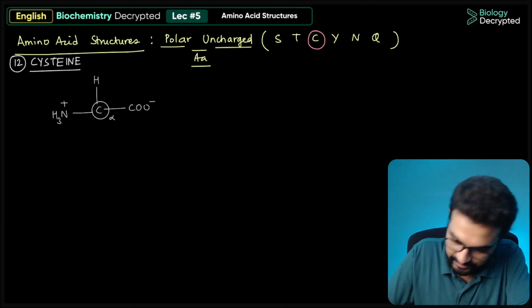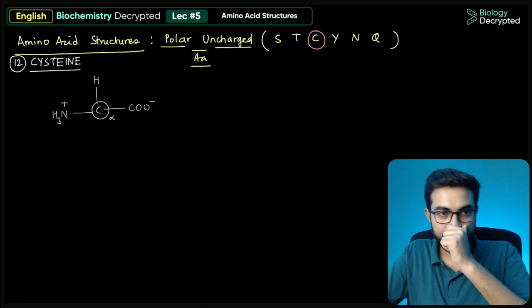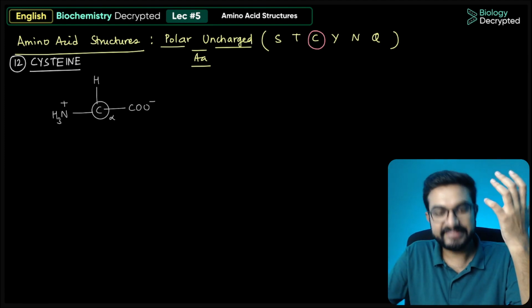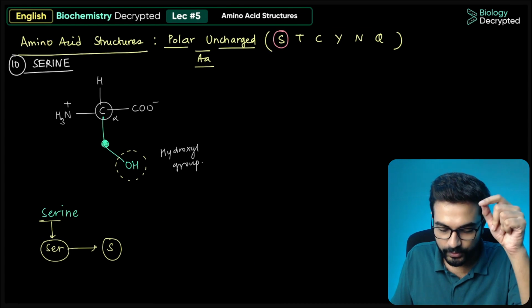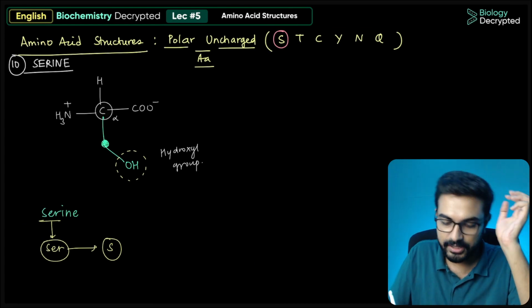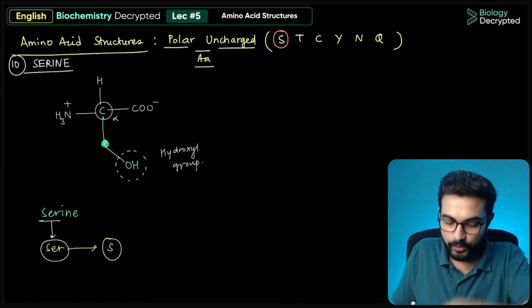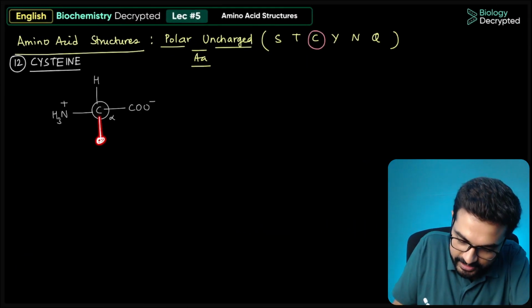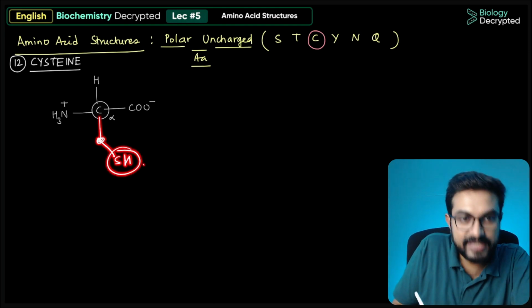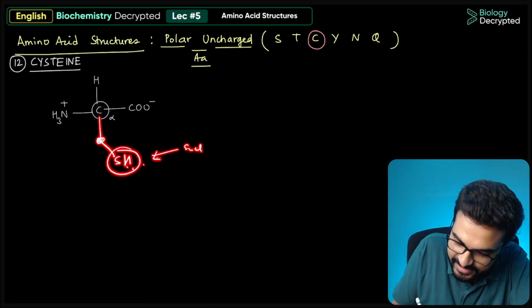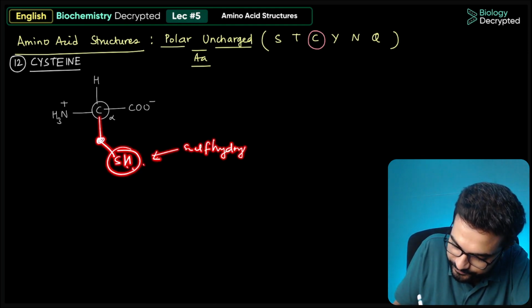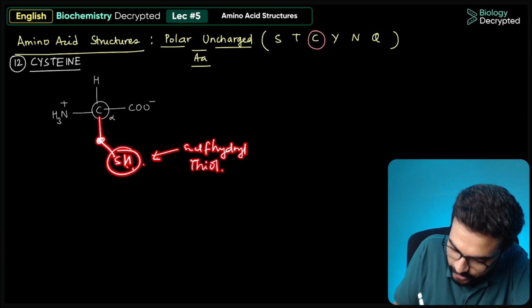Well, for cysteine, how will you draw it? It's very simple. It's just like serine. What you have to do is you will have to replace this oxygen. Just try to replace this oxygen by sulfur. You'll have to draw a carbon, and then there is SH. This group is known as sulfhydryl group, or it is known as a thiol group.